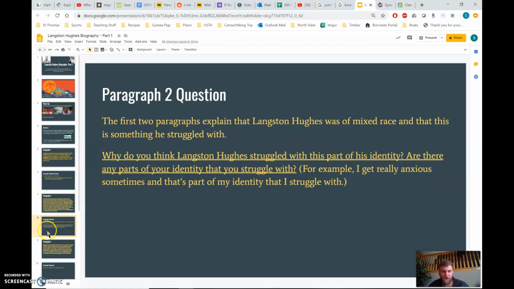Okay, a lot of information there. So far what these first two paragraphs talk about is how Langston Hughes was of mixed race, and that this was kind of something he struggled with.